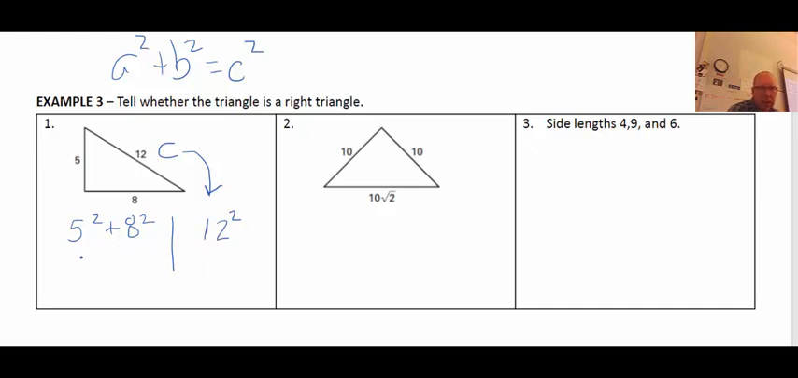In cleaning up the left side, we have 5 squared as 25, 8 squared is 64. Adding those together, we end up with 89. Over on the right side, 12 squared all by itself is 144. Those two values do not come out equal. So therefore, this is not a right triangle.